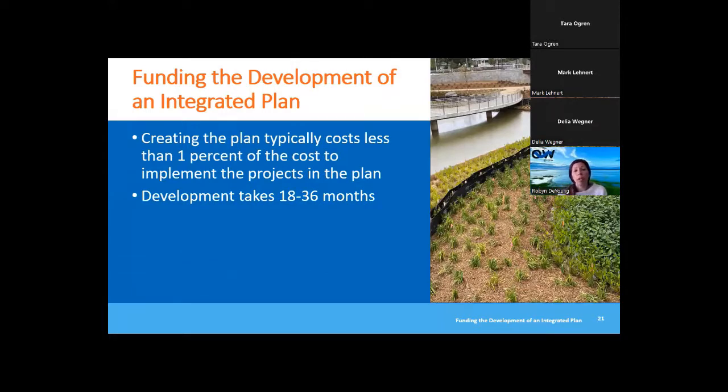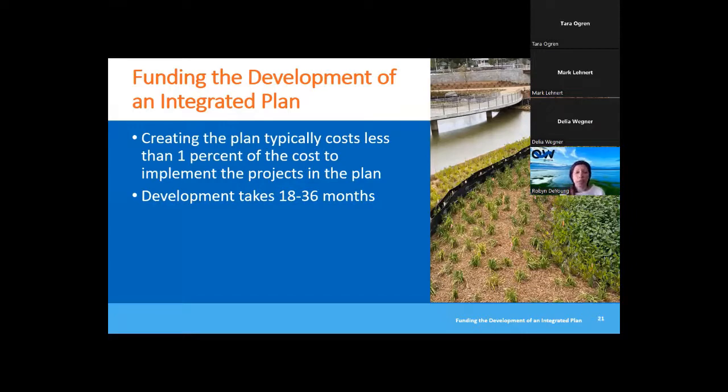And when you think about it, typically what we've seen over the 20-some plans that we've looked at is that it typically costs less than 1% of the entire implementation of the plan. So it is a small percentage when you think about implementing and investing in your infrastructure.